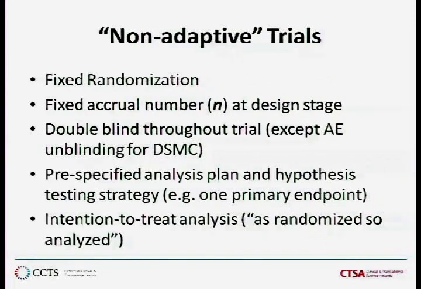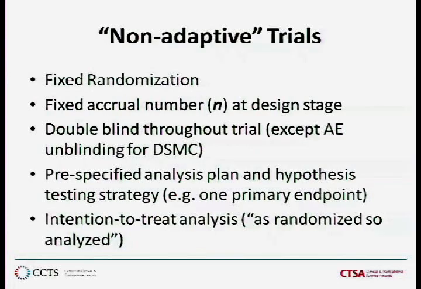So I'm calling the ones that we're used to non-adaptive trials. They have these components. We've been using these in medicine for about 60 years. I remember there was an article in a British medical journal in 2000 that said the most important development in the last 50 years in medical research was the randomized controlled trial. It raises the question: if it's been so successful in the past, why are we thinking about doing things differently?